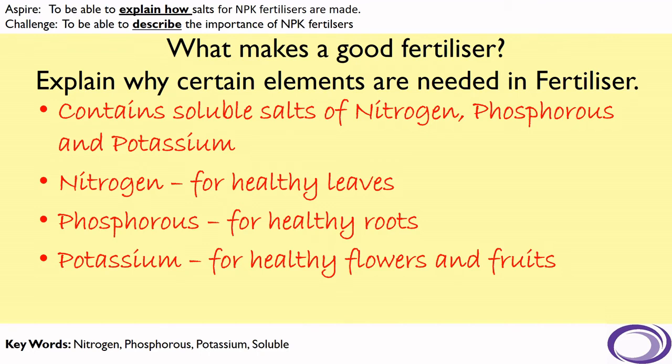Okay, so a good fertiliser contains soluble salts of nitrogen, phosphorus and potassium. Remember, they have to be soluble or they can't be absorbed by the plant. Nitrogen for healthy leaves, phosphorus for healthy roots, and potassium for healthy flowers and fruits.